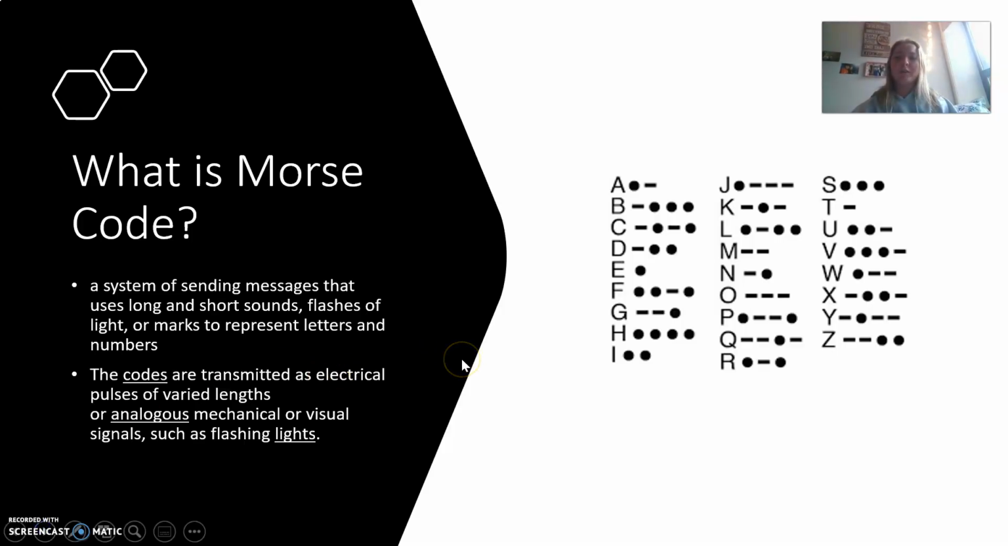Morse code, according to Merriam-Webster, is a system of sending messages that uses long and short sounds, flashes of light, or marks to represent letters and numbers. The codes are then transmitted as electrical pulses of varied length, or analogous mechanical or visual signals such as flashing lights. And this is the alphabet in Morse code.